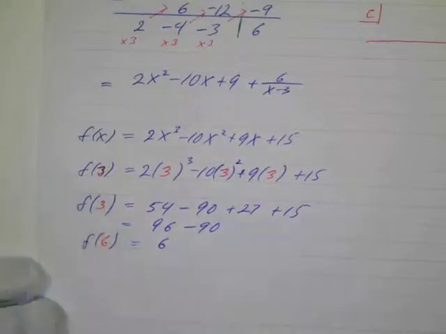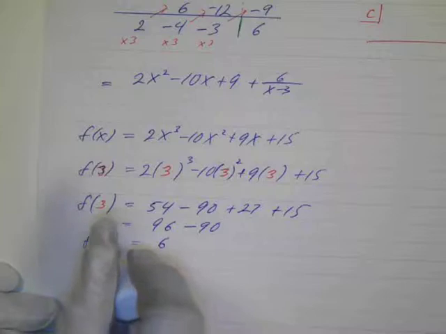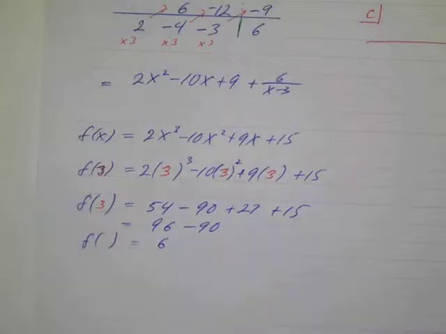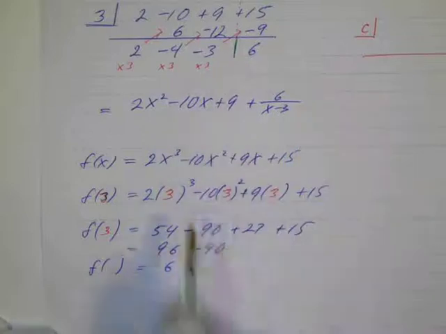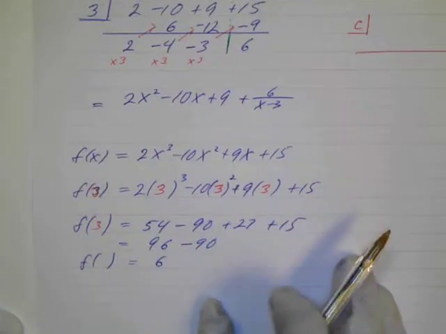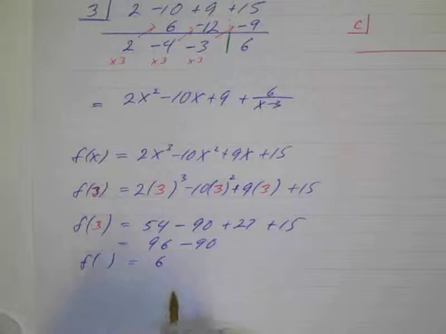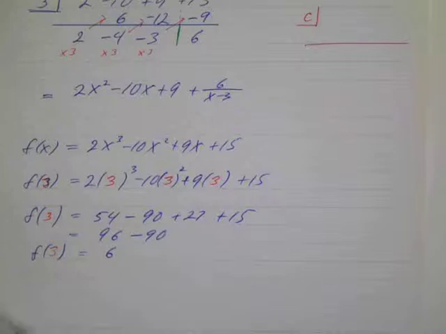So f of 3 equals 6. I'm sorry, there I go again. f of 3 equals 6. And that's what we get if we evaluate. So that's sometimes called synthetic substitution. Sometimes it's easier to just do this and look at your remainder rather than go through this process, especially when these numbers are very high powers. So f of 3 equals 6. Again, that's sometimes called synthetic substitution.